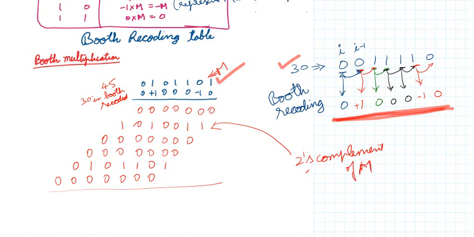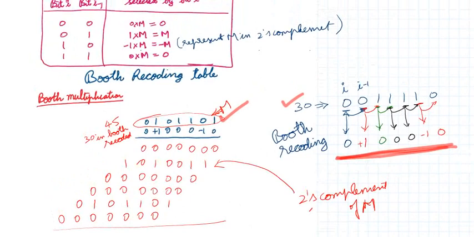Okay, what is your m? This is your m, that's your multiplicand. And if it is +1, you can see here, the same m is written. For -1 only, we have to write the 2's complement. You can see that from the table. If it is +1, no problem, simply m. If it is -1, you have to represent m in 2's complement. Okay, that's what we have done.